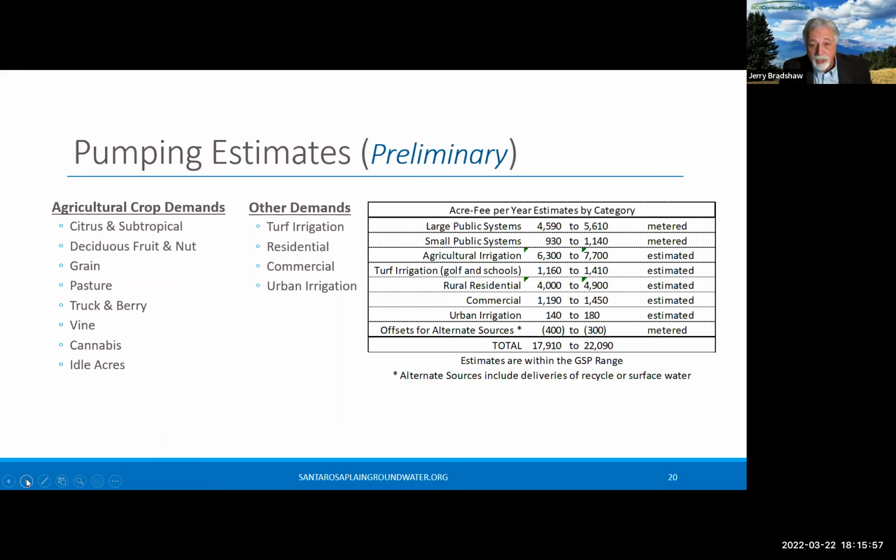Before I go on to budget, I just want to say something about pumping estimates. We are not charging people for the water that they pump. We're trying to spread the cost of this agency around to all the people who benefit from the work that this agency is going to be doing.